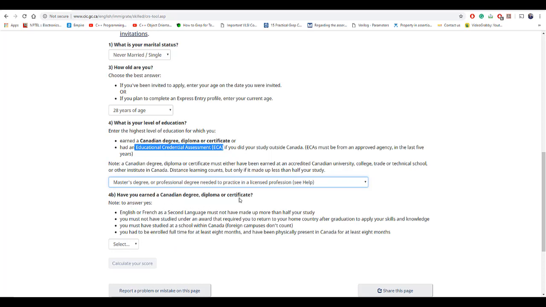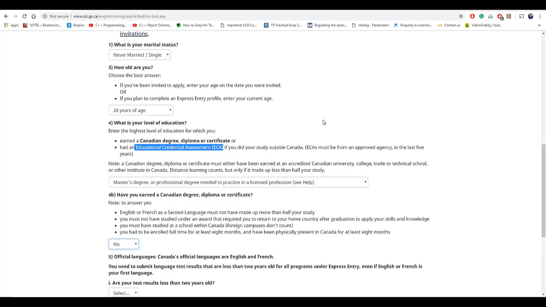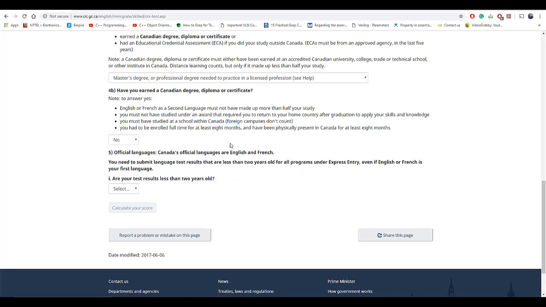Have you earned a Canadian degree or diploma? No. I'm considering the fact that I'm not a candidate from Canada. I'm from some X, Y or Z country. So likewise, you can do your permutations and combinations and you can choose the options accordingly.